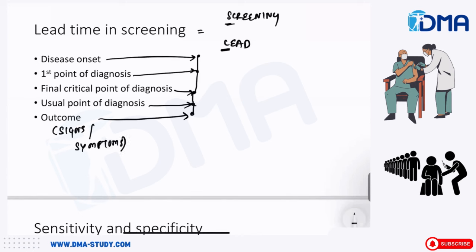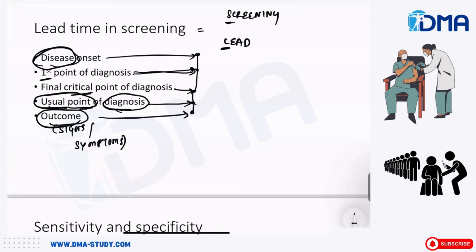See, for example, whenever there is a disease, initially, it enters the body and it shows certain symptoms after a due course of time. In between these two phases, we have a point known as first point of diagnosis. We have critical point of diagnosis and usual point of diagnosis. In this point, usually the disease is being diagnosed. So what I'm trying to say is that from the disease onset till the outcome, we have three points of diagnosis. One is first point, another one is crucial point, another one is usual point.